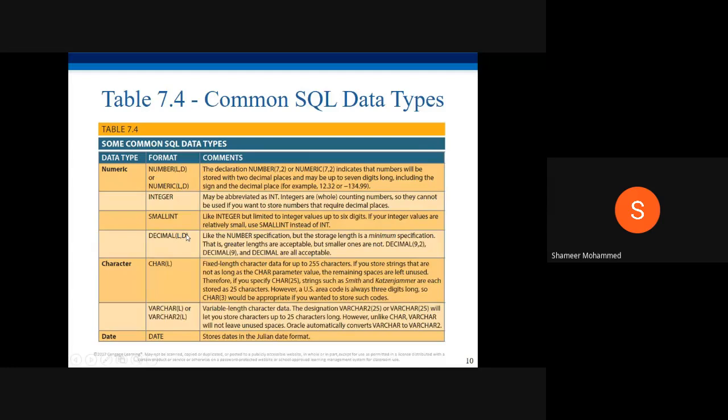If you want to store only some digits, like a 6-digit number, you use small integer, smallint. And integer to store only numbers; they cannot store decimals. And if you want to store decimals, you can use number of L comma D or numeric of L comma D. So these are the different data types we can use.